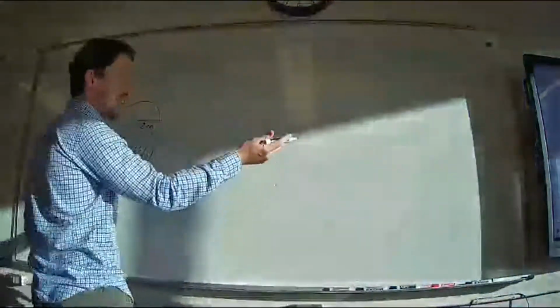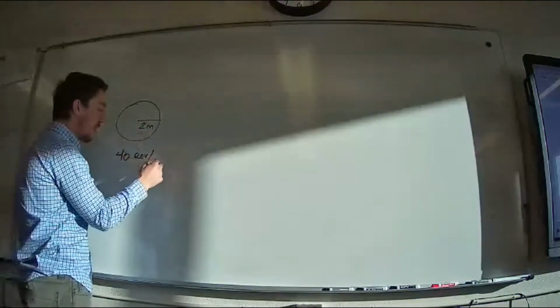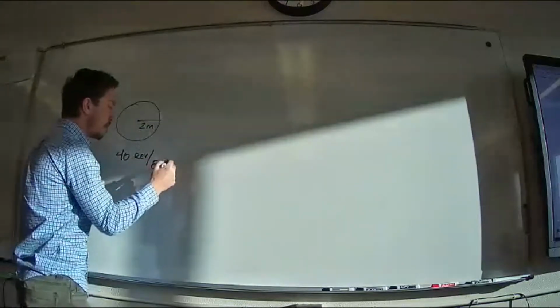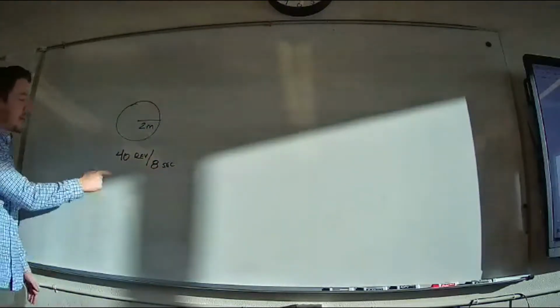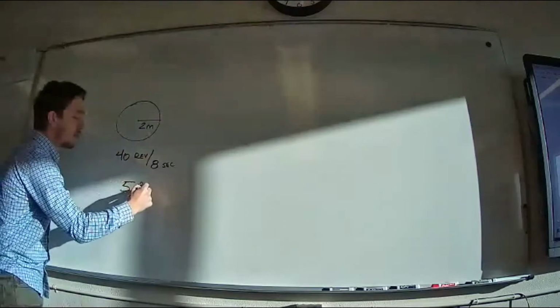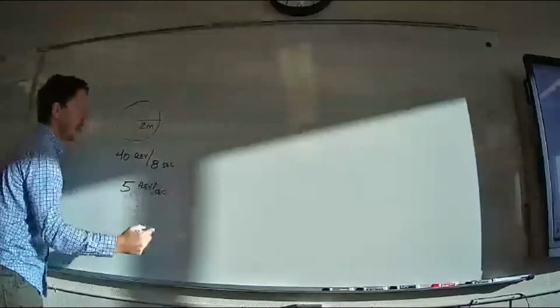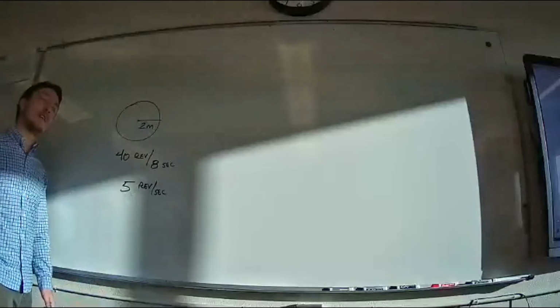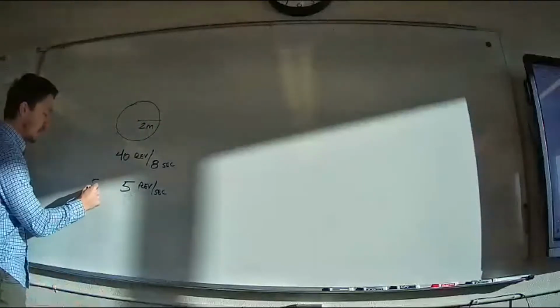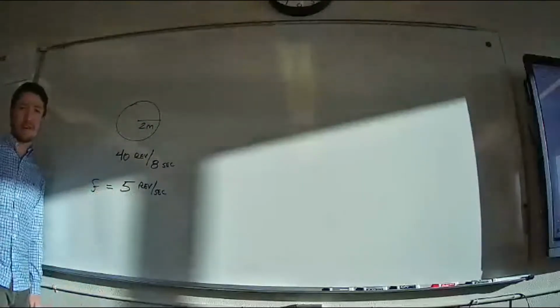It's a glare. It literally just looks like a white sheet. Okay, over 8 seconds, right? So you guys know what that means. So that's 5 revolutions per second, right? Now, what letter is that? What word is that? Frequency. That's frequency. You feel okay about that?